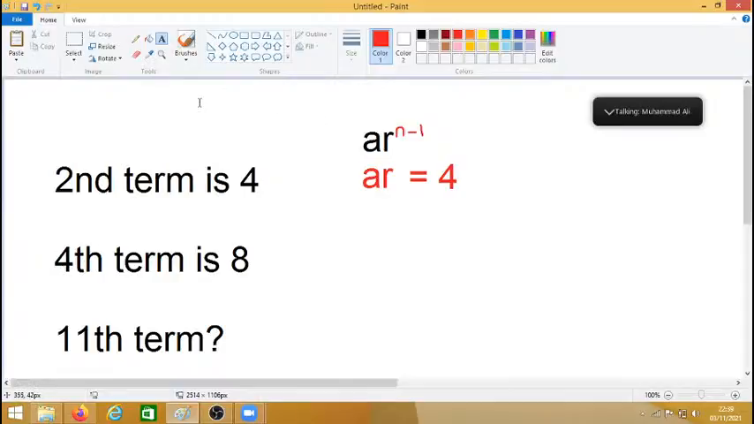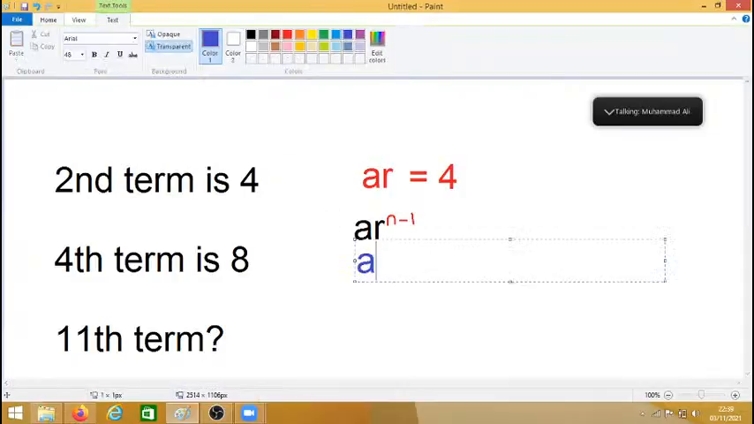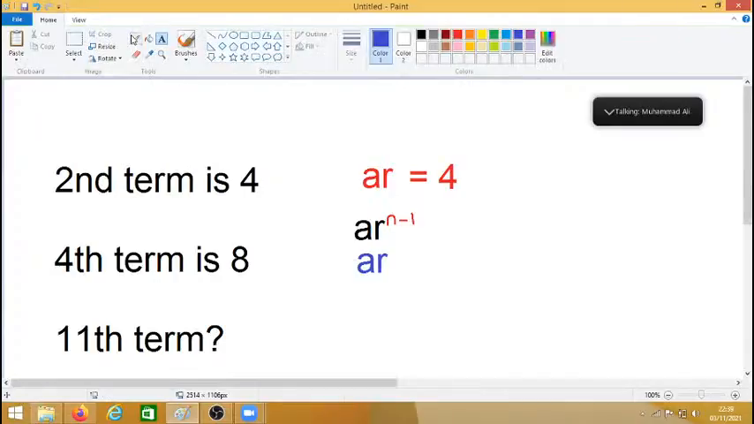So starting with a r to the power n minus 1 as our general formula, what do I know this time? Well, I know a is still missing, so I'm just going to have to keep it as a. r is still missing, so it just stays as r. But this time it's the fourth term, so that means n is 4. 4 take away 1 is 3, so the power 3 will go next to the r. And we know the answer is 8, so equals 8.